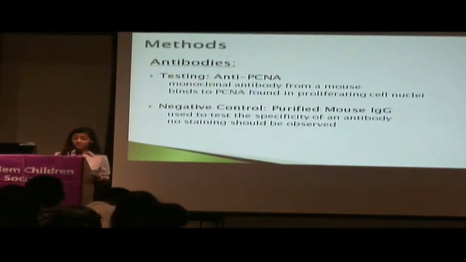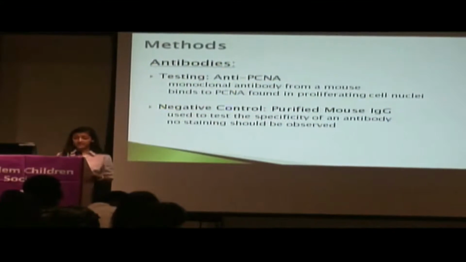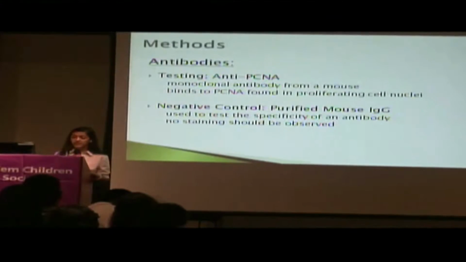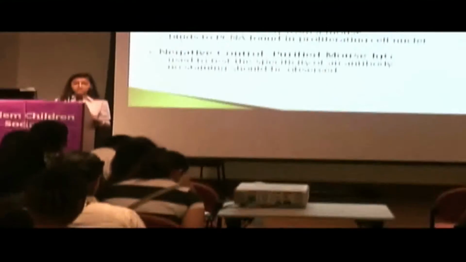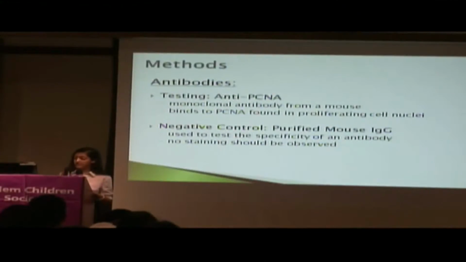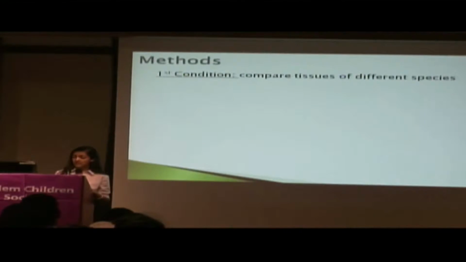So we were testing anti-PCNA, and we know that it's going to bind to the PCNA found in proliferating cell nuclei. And we have a negative control, which is purified mouse IgG, and that's a blood serum that we use, and it should be the same species as the antibody that we're using. So we did mouse, so it has to be from mouse.